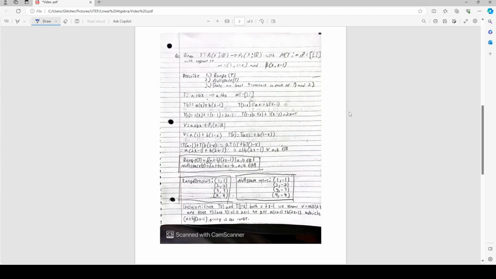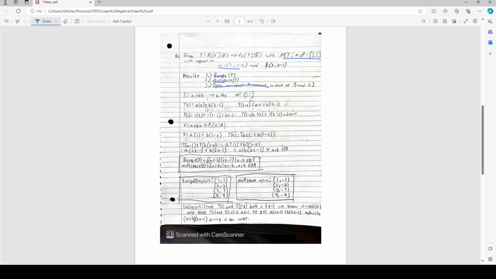For the next question, we are given T, the transformation from P1 to P1, and we know the matrix of T is [1, 1; 1, 1]. Of course, we have our alpha, (1, 1 minus x), and our beta, (x, x minus 1). We have to describe the range space.